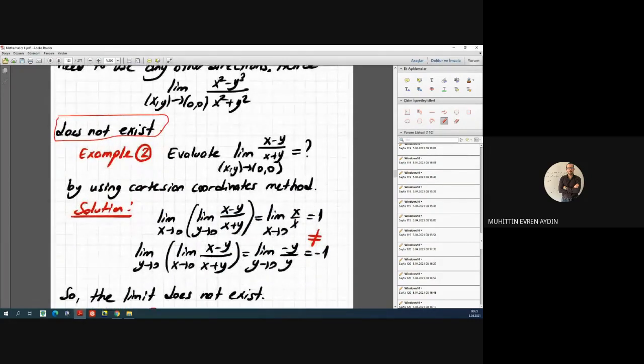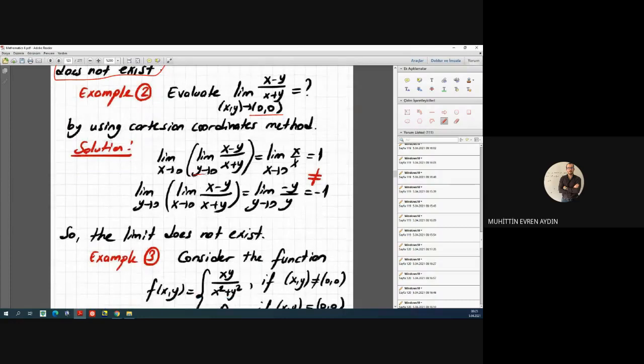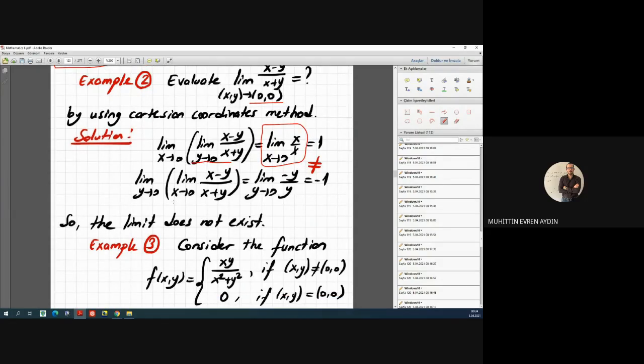Another example of limit at the origin. If we replace y with 0, then we obtain this limit, which is 1. And changing approach, namely replacing x with 0, we obtain this limit, which is -1. And finally, we can see that those are different. Obtaining the limit does not exist.